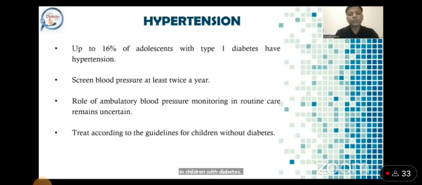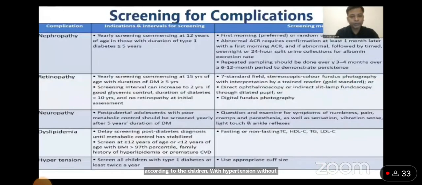Hypertension. Up to 16% of adolescents with type 1 diabetes have hypertension. Blood pressure should be screened twice a year. And we have to treat hypertension in these cases the same as in children with hypertension without diabetes. The treatment for hypertension is the same in diabetic and non-diabetic patients.